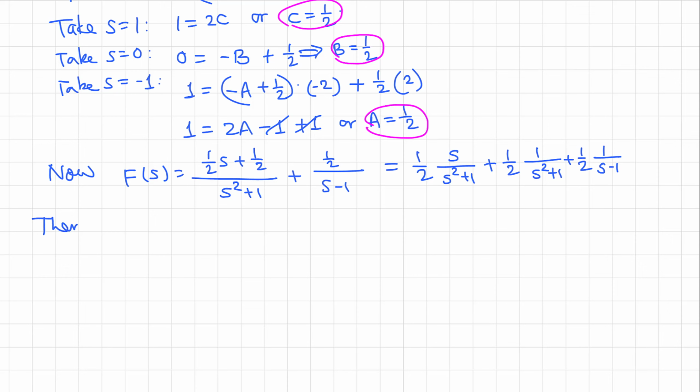Then f(t) is this one: 1/2 s over s squared plus 1, that's cosine t, plus 1/2 times 1 over s squared plus 1, so this is sine t, plus 1/2 times this one, which is e to the t from the table. Final.